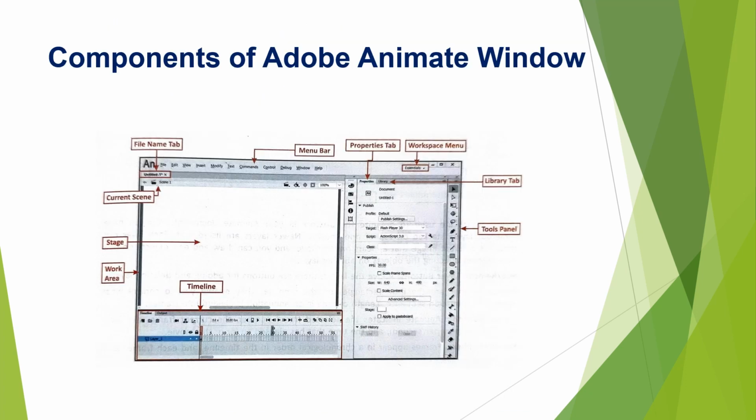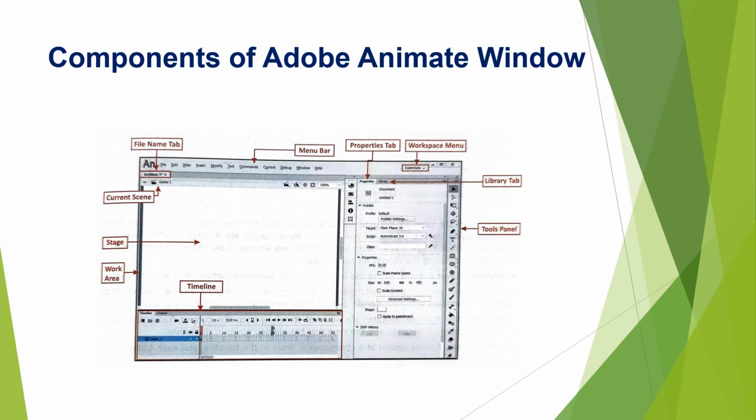Components of the Adobe Animate window. File name tab. This tab shows the name of the current file. If two or more files are open, you can switch from one file to the other by clicking its tab. Menu bar. The menu bar is the toolbar that displays the Animate menu options. Tools panel. It has the basic tools for creating and working with vector graphics. Current scene. It shows the name of the scene on which you are currently working.